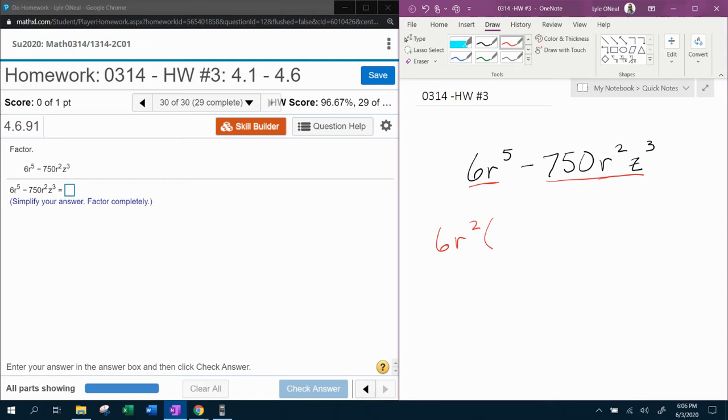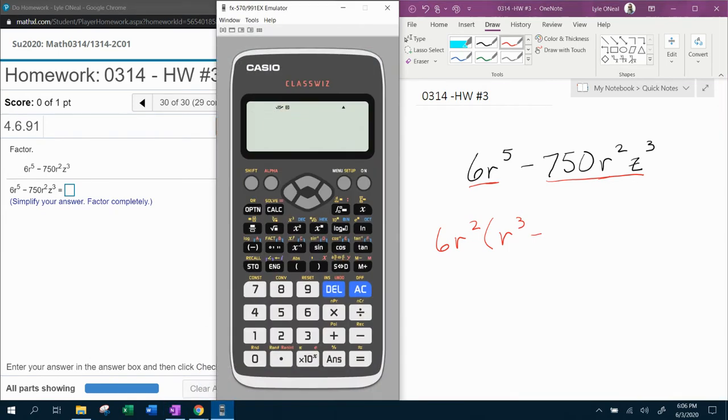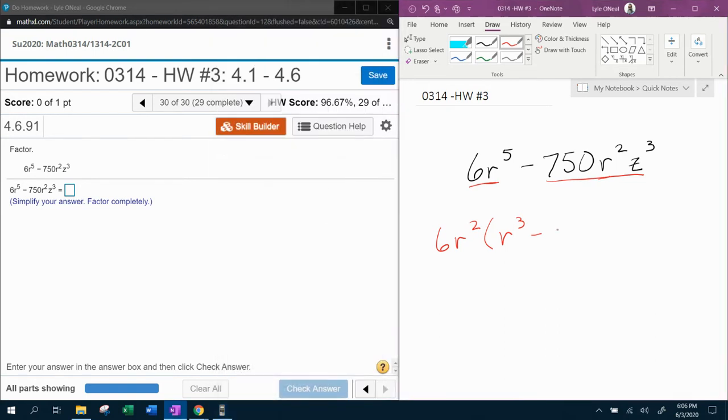Obviously 6 divided by 6 is 1. r to the 5th, take away r squared, is going to leave me r cubed. Now for 750 divided by 6, it does go evenly, so that's 125. r squared, take away r squared, the r is going to disappear, and I'm going to be left with z to the third if I factor out the 6r squared. Now that takes care of the factor out step.